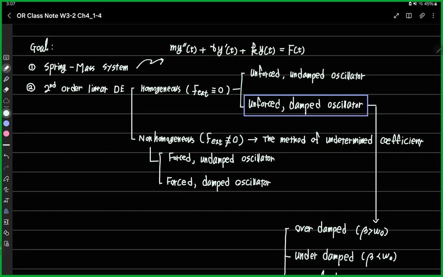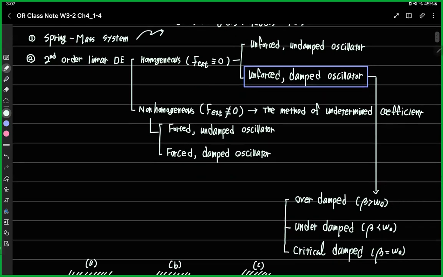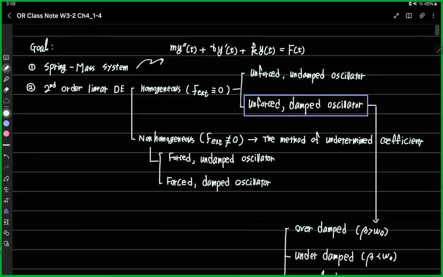All right, so in the non-homogeneous case, there are two systems in mechanics: the forced undamped oscillator and the forced damped oscillator. Forced means the external force is non-zero, as I told you, and then there's undamped and damped. So now we see the four cases in mechanics: unforced undamped, unforced damped, forced undamped, and forced damped.